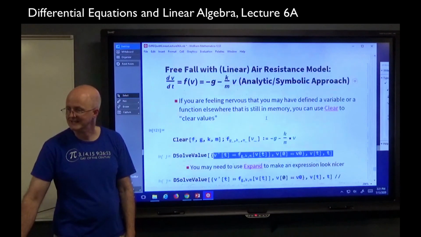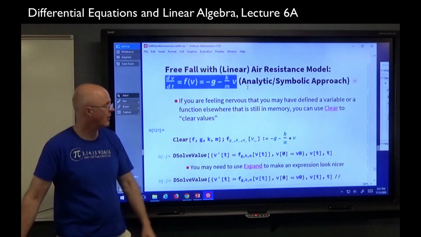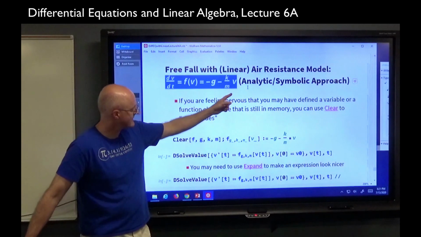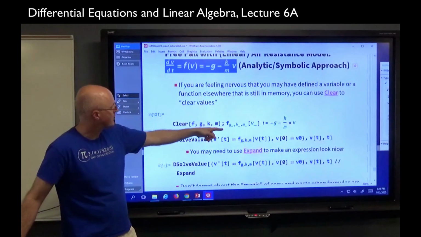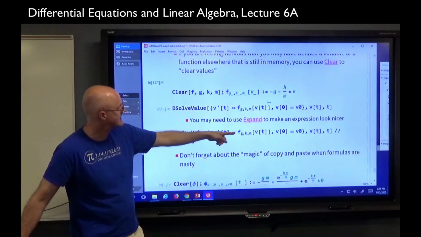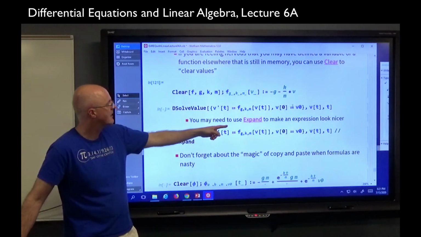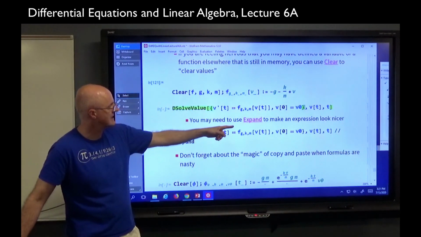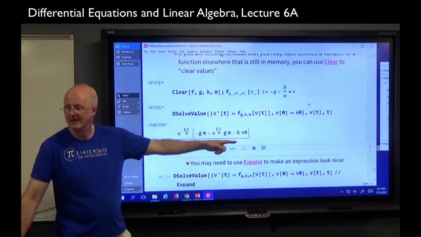This is my right-hand side function. Here's your differential equation, f of v, this thing is the right-hand side function. By putting the arbitrary g, k, and m in there, I can solve it for arbitrary g, k, and m. I'm also solving it for an arbitrary initial velocity. Look at this formula.